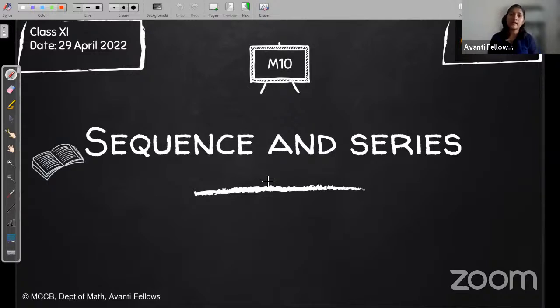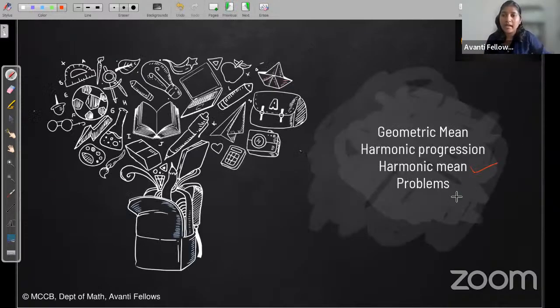So students, in the previous class, we learned about geometric progression, right? We learned about the arithmetic mean, geometric progression, and we also studied a few properties of geometric progression. In today's class, we'll start with some more properties of geometric progression and see what the geometric mean is. We'll solve a few problems on that. Then we'll see what the harmonic mean is and solve a few problems based on that. So this will be the brief content of today's class.